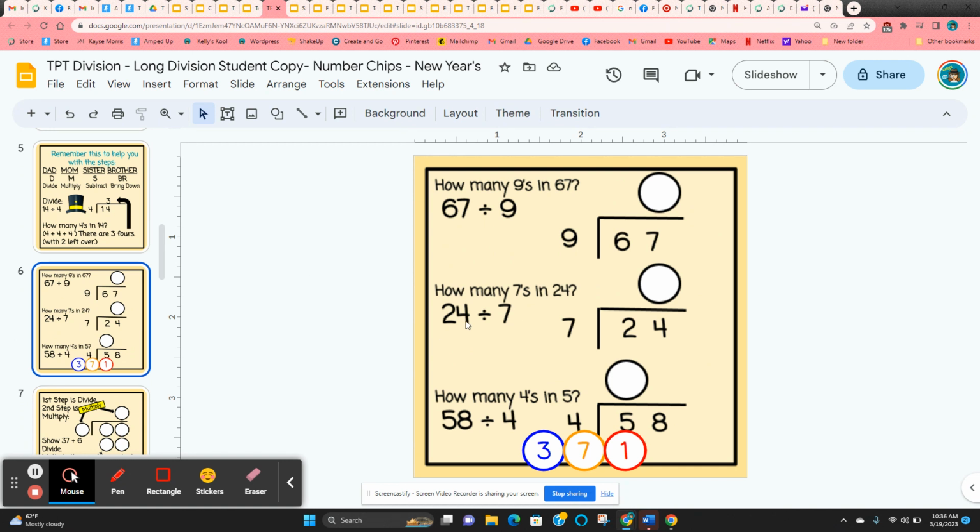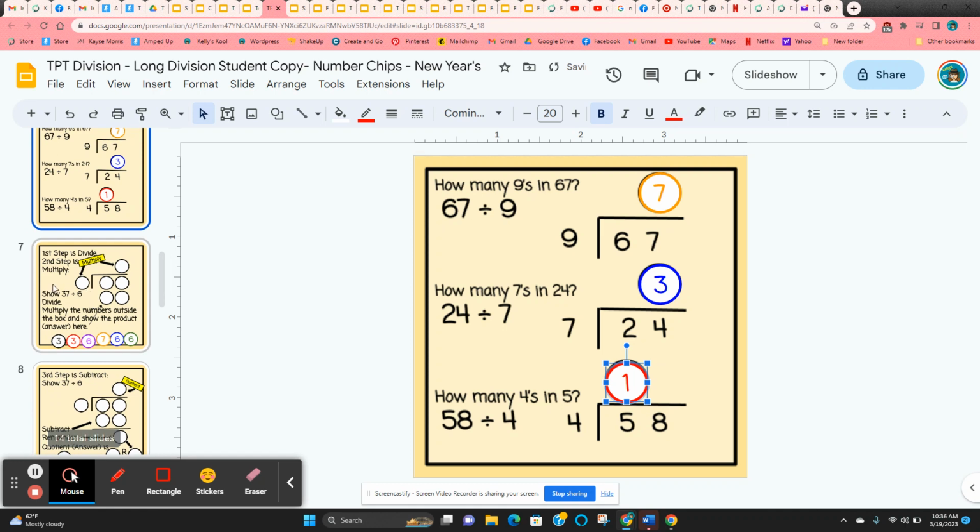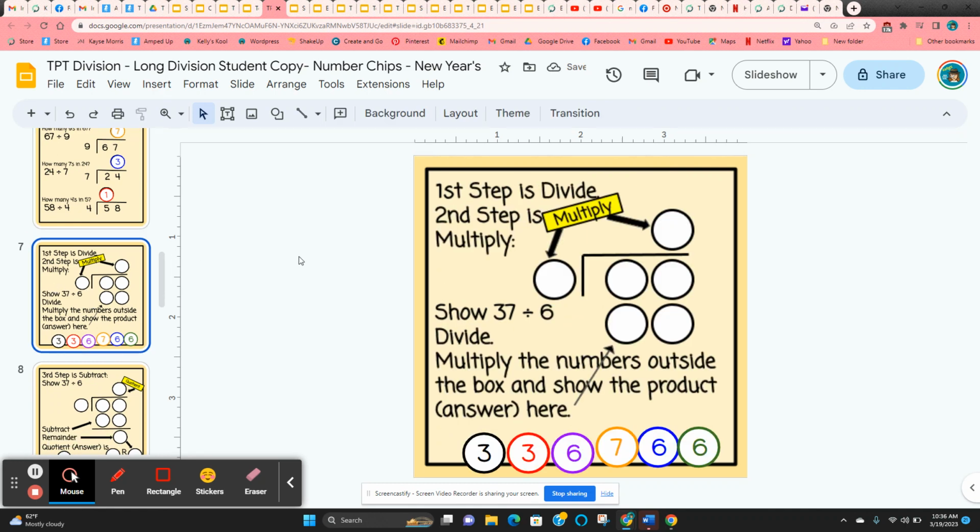On slide 6, students are just going to be looking to see how many times each of these numbers go into their dividend. So 9 goes into 67 7 times. So they move the 7. There's going to be some left over, but this is just the first step, the division. 7 goes into 24 3 times. And 4 goes into 5 1 time. Then they move on to the second step. So it's just walking them through the steps.